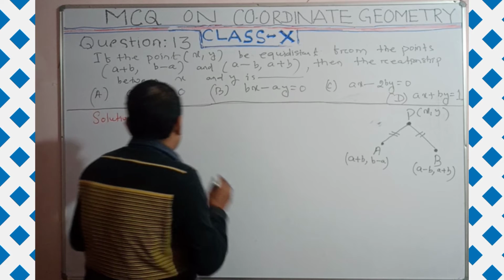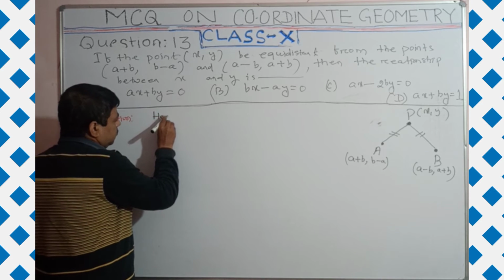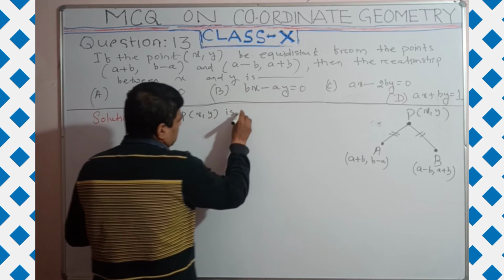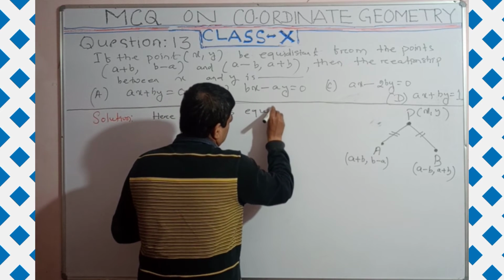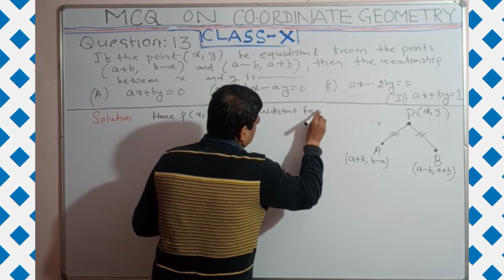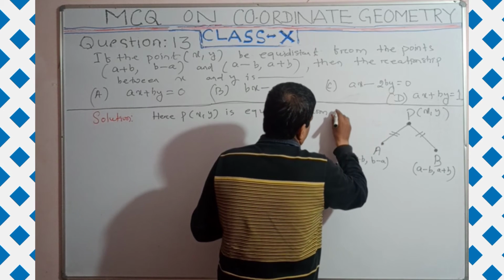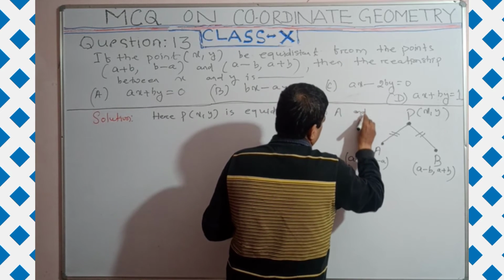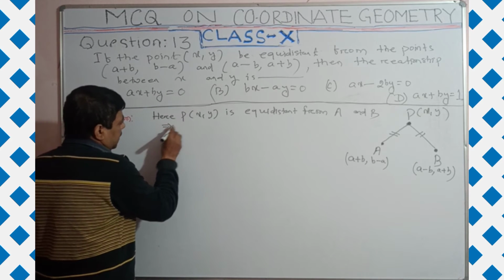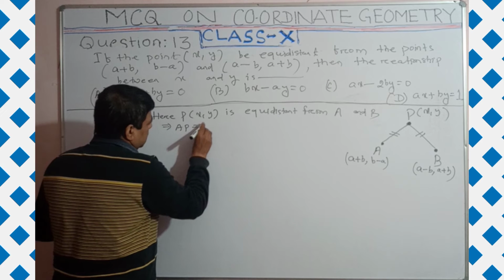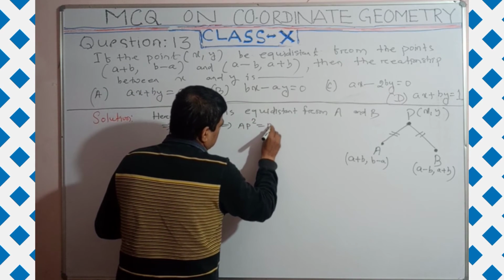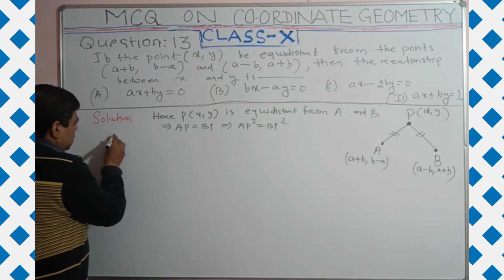And here the point whose coordinate is (x, y) is equidistant from the two given points A and B. If P is equidistant from A and B, that implies AP is equal to BP, or that implies AP square is equal to BP square. Yes or no? So we can use the distance formula.